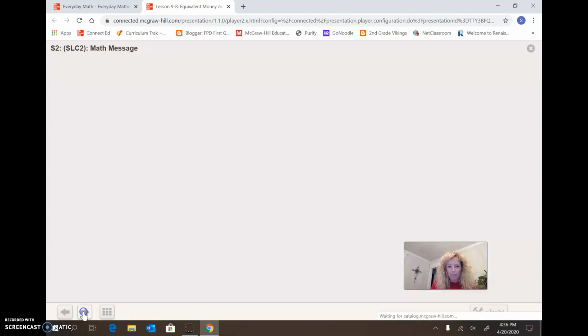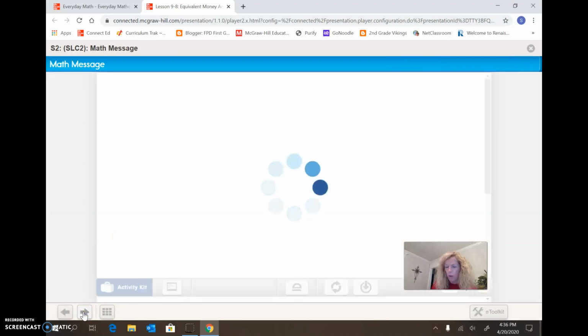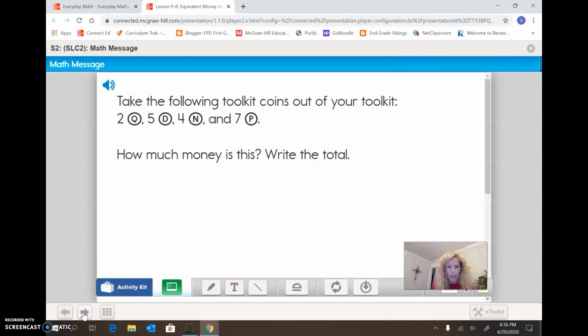All right, moving on. Now I want you to try to use the coins out of your toolkit that should be in your school box. It says take 2 quarters, 5 dimes, 4 nickels, and 7 pennies. If you don't have your coins or you've lost some, draw this out and see if you can tell me how much money it is. Okay, did you come up with 127 cents or $1.27? That's 2 ways to say that.